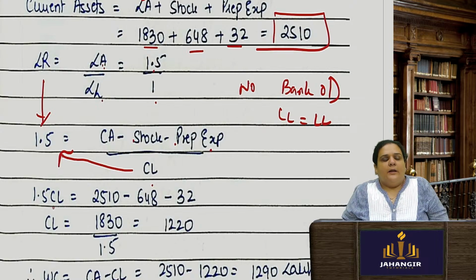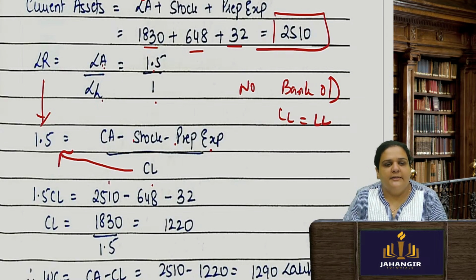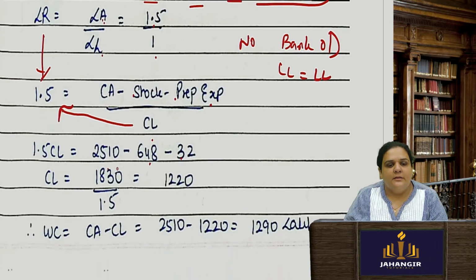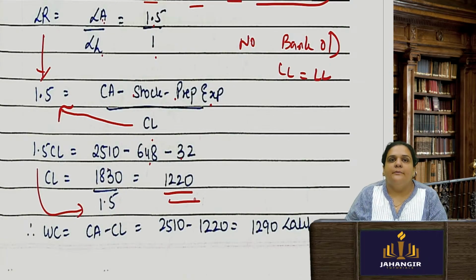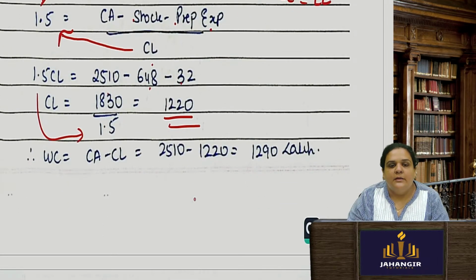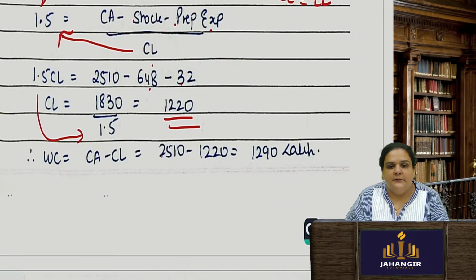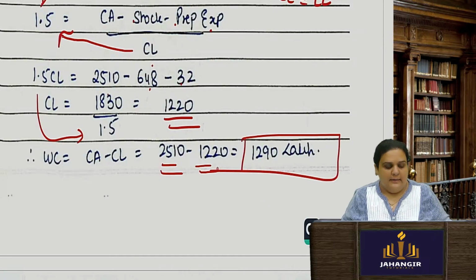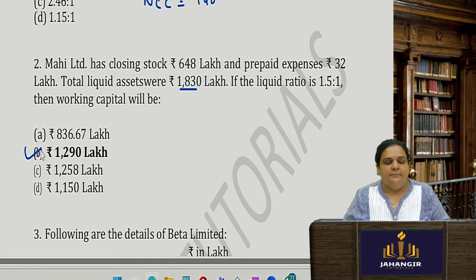right? So 1.5 into current liabilities will be 2510 we found out, minus 648 minus 32. So 1830, divide that by 1.5. 1220 will be your current liabilities. So working capital, current assets minus current liabilities, 1290 lakh. You all can practice this sum again as homework.